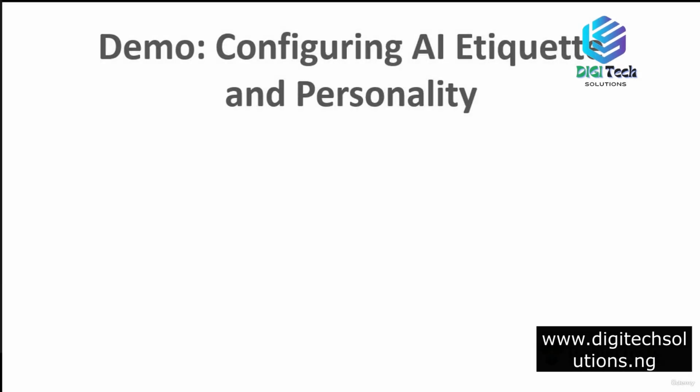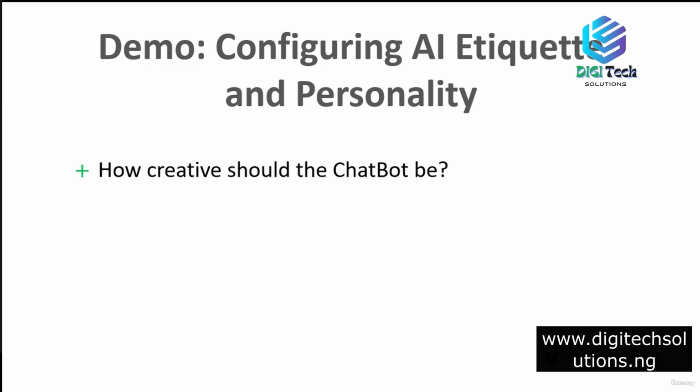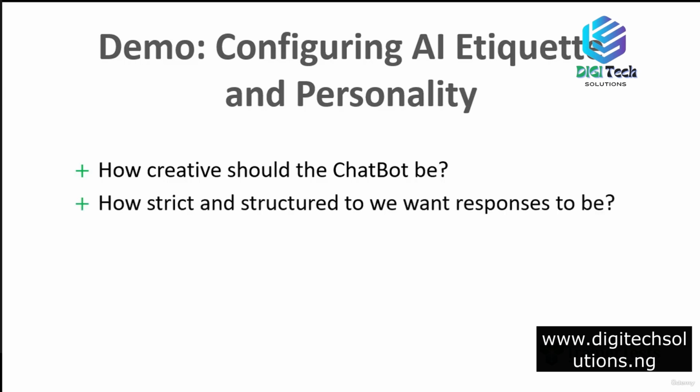In this video, we'll learn how to give our AI chatbot its own personality and teach it some etiquette. And again, these are things that we might want to do with the humans that work for us. So why would we not want to do this with our chatbot? One of the things that we need to control is how creative we are going to allow this chatbot to be. Are we going to allow it to try and figure things out even if it's not certain? Or do I want to be really strict and structured with the responses that it can provide?